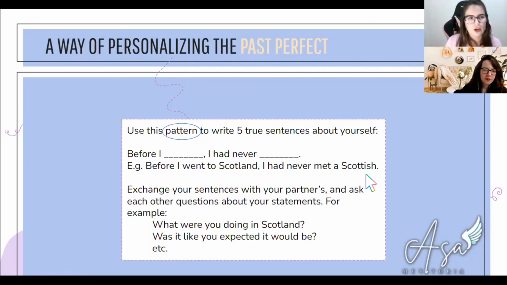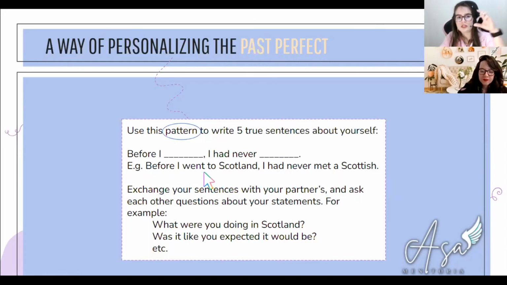Guys, one important thing here. When you pose examples to students, try to relate those examples to your life. Students are really curious about our lives. They want to know who we are, because they want to see beyond the teacher. They know there is a person there. They want to get to know this person, you know? So this example is true for me. So you can make up any other examples that would be true for you. So before I went to Scotland, I had never met a Scottish, right? And then they will take it as a pattern for them to make their own sentences.